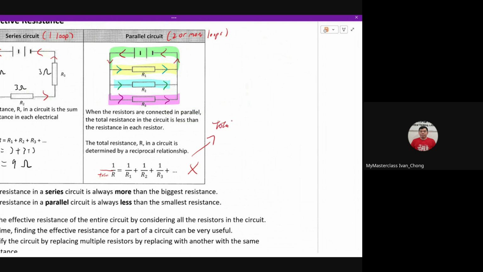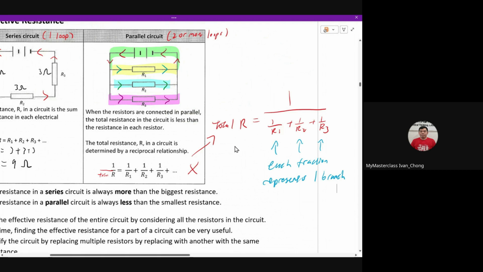So for total resistance, or your effective resistance, we're going to use 1 over R1, R2, and R3. You can see that we have three fractions. Each fraction represents one branch. We have three paths, and each path will have one fraction. So two paths, two fractions; three paths, three fractions, and so on and so forth. Do take note of this one.